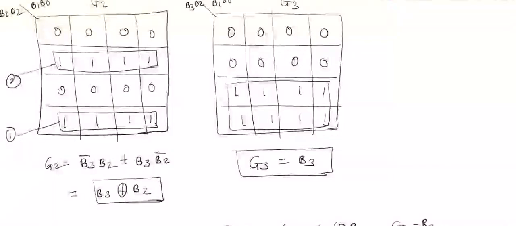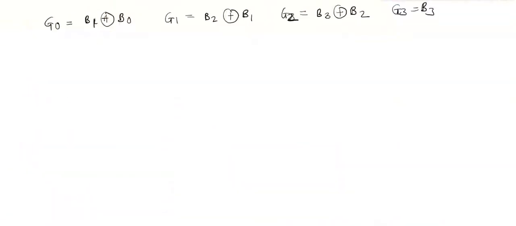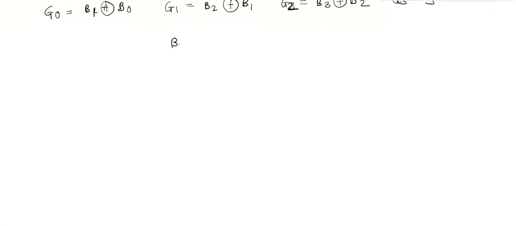B3. Now when we find out all the expressions for G0, G1, G2 and G3, our next task is to realize and design the converter by using different gates. Now here the XOR operation is being performed, so we are going to use the XOR gate. Now the inputs are B0, B1, B2 and B3 and outputs are G0, G1, G2 and G3. So we'll take the common inputs B0, B1, B2 and B3.